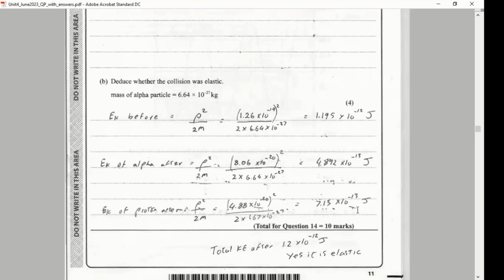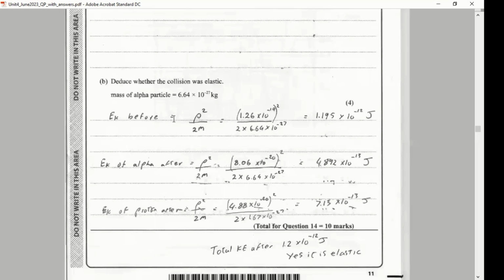So anyway, what do we do? We work out the kinetic energy before, and the way I've done that is I've just squared p divided by 2m, because that's what I do. So you get that number of joules, and you work out the EK of the alpha after, using the momentum squared divided by 2m, and the EK of the proton after. Add the two numbers together, and it's pretty close, 1.2 times 10 to the minus 12, and you just say, yes, it's elastic, and that's your 4 marks. There's probably other methods, but that's the one I like to stick with.